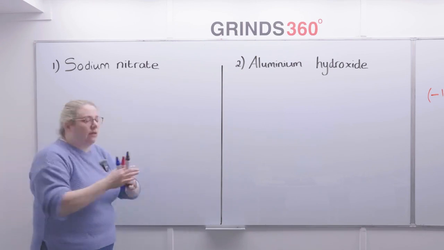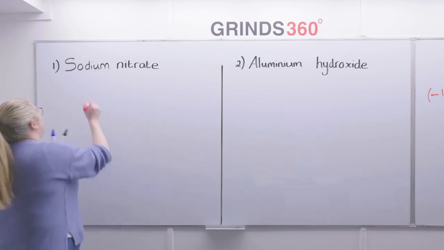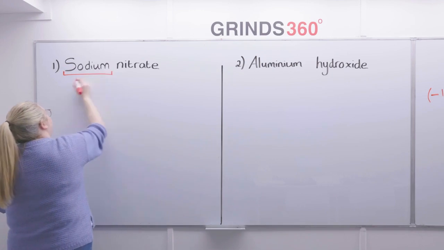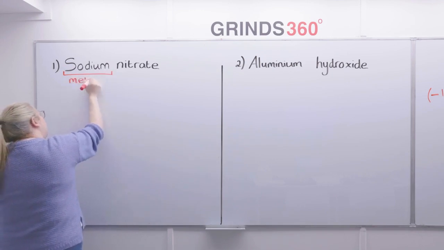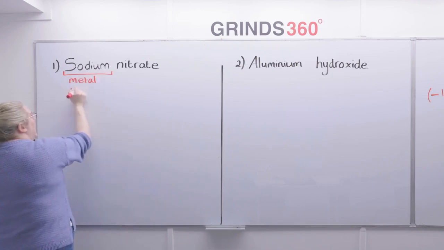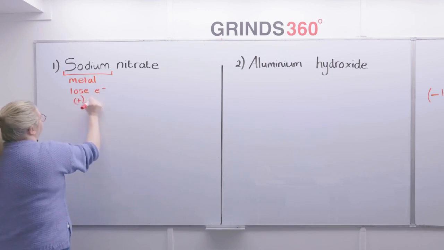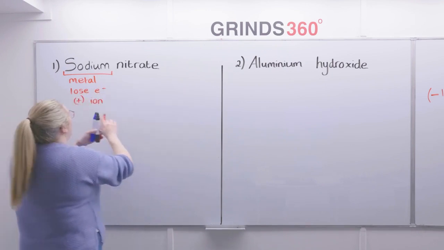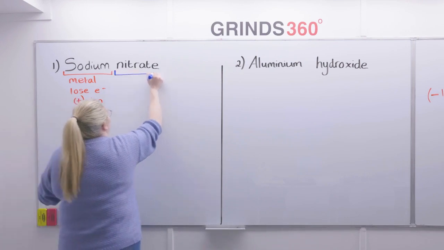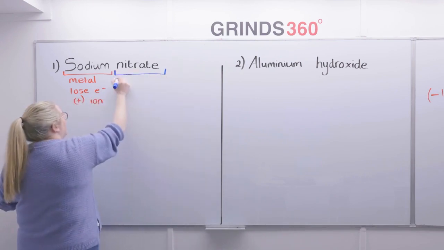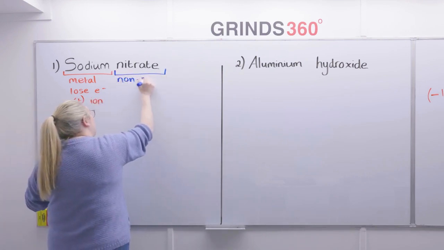Nice handy one to start off with. So, sodium is my metal. Now remember, metals will always lose electrons, so they will form the positive ion. The nitrate, that is my polyatomic, it's nitrogen plus oxygen. It's going to be the non-metal in this.